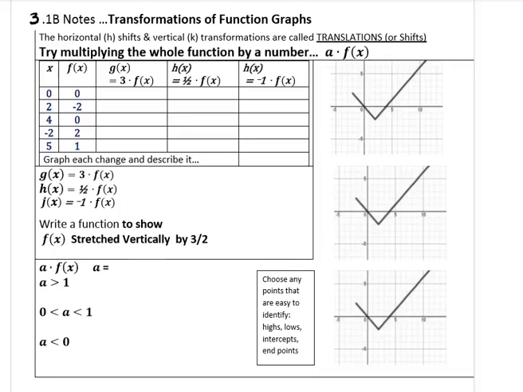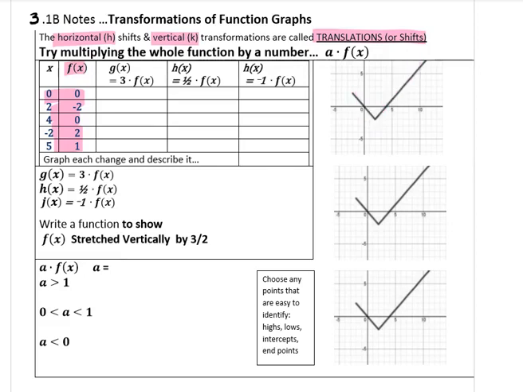So now we're going to continue this with the last lesson. The horizontal shifts H and the vertical shift K are called translations or shifts. But now we're going to try to multiply the whole function by a number, for example, A times f of x. So just like before, I have x and f of x here, and it just gives me those points that represent this graph here.